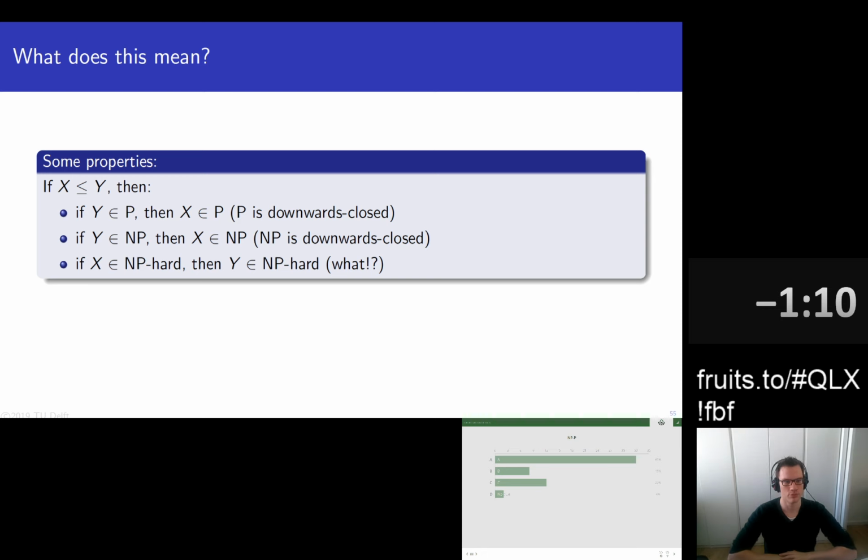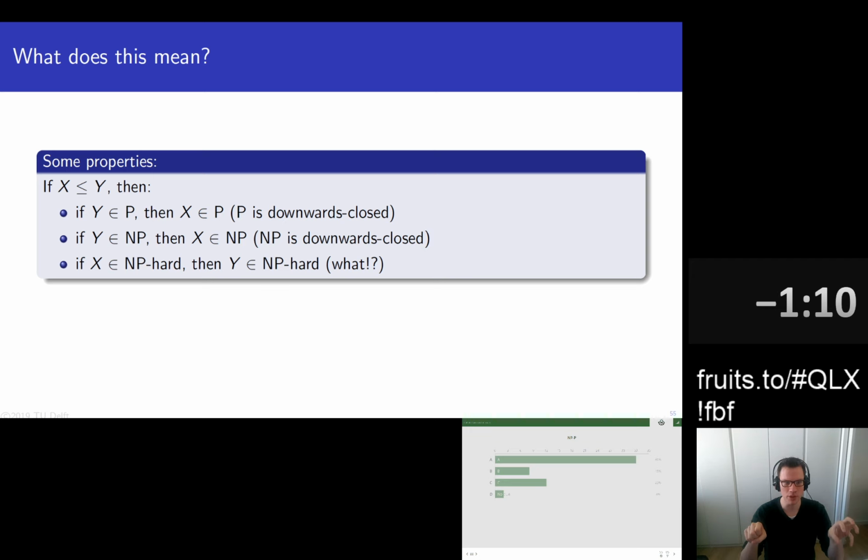Here are some properties of these reductions. And they're very nice properties that we tend to use a lot. If x is reducible to y, right? If x is reducible to y, then if y is in P, x must also be in P, meaning P is downwards closed. We'll see why that's true in a moment.